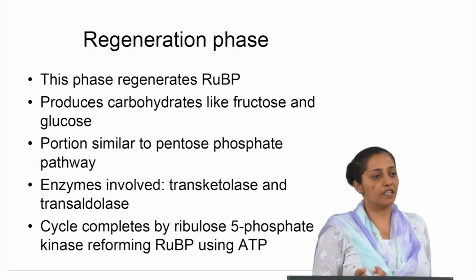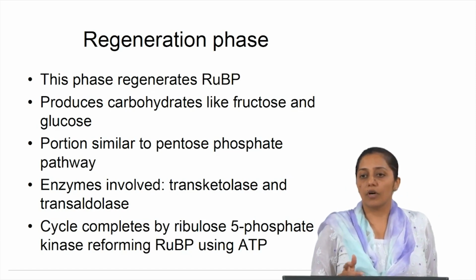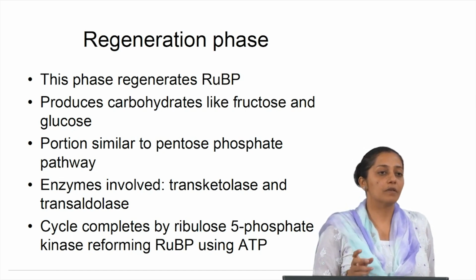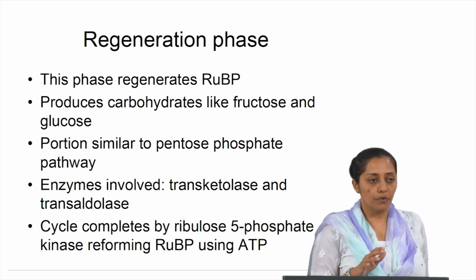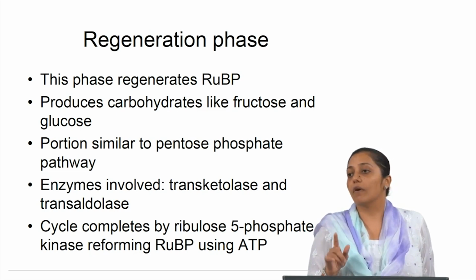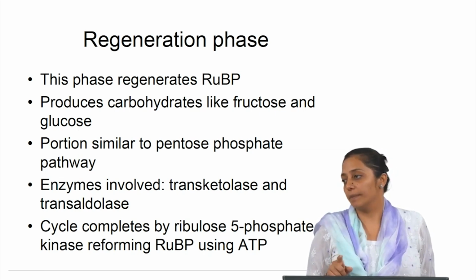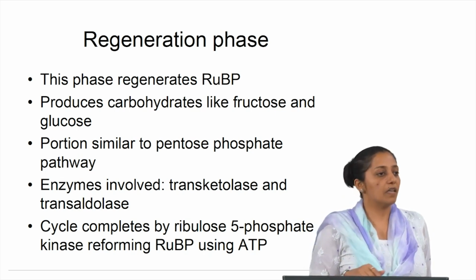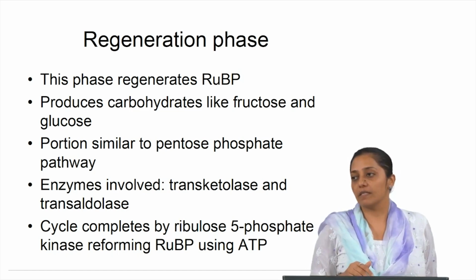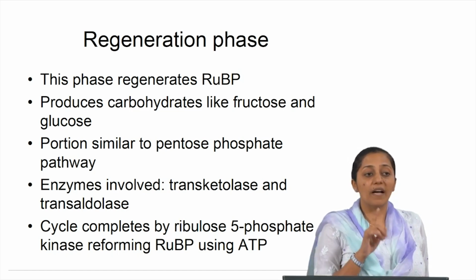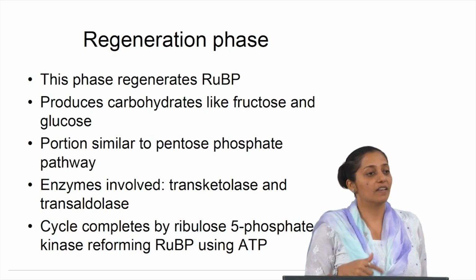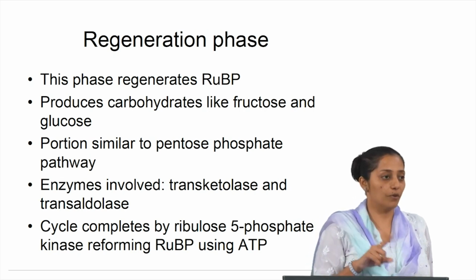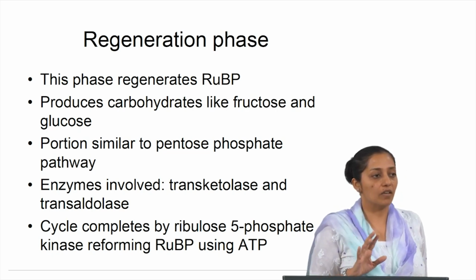Now comes the regeneration phase, where the carbohydrates are fructose and glucose, and how does it happen? With the enzymes transaldolase and transketolase. If you remember, these are enzymes involved in the pentose phosphate pathway. So, again, similar reactions of the pentose phosphate pathway are involved. Once from glyceraldehyde 3-phosphate you get fructose diphosphate, if you remember your gluconeogenesis cycle of glycolysis.